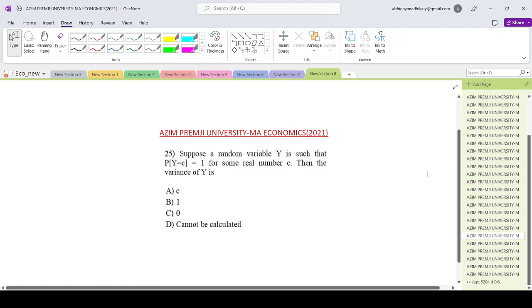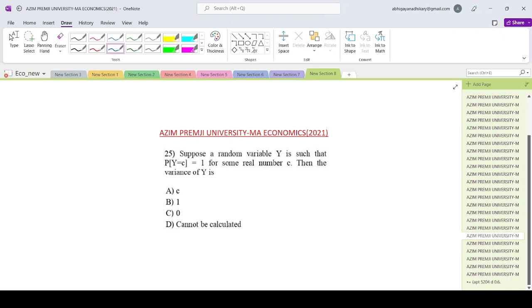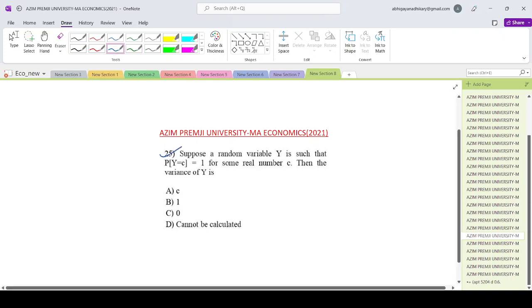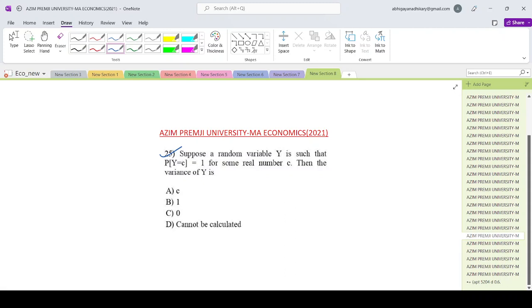So now moving on to question number 25 of the Azim Premji University Economics paper. Suppose the random variable y is such that the probability of y equals c is equal to 1 for some real number c, then the variance of y is how much? So that means it's basically a sure event. So probability of y equals c is equal to 1.